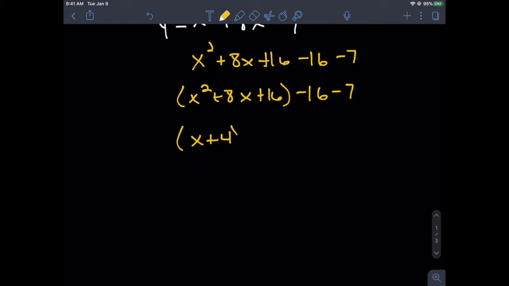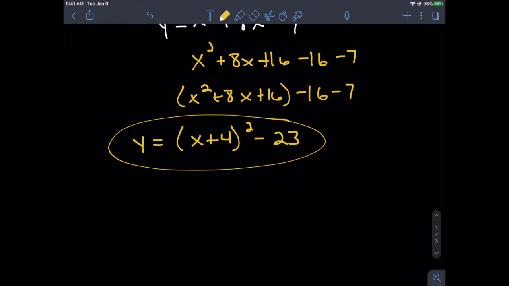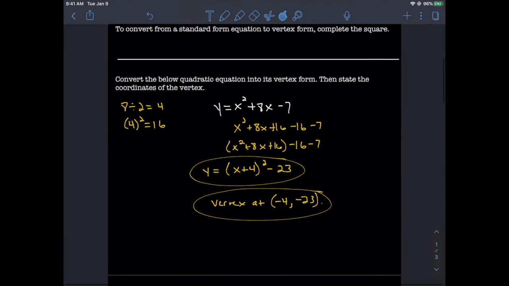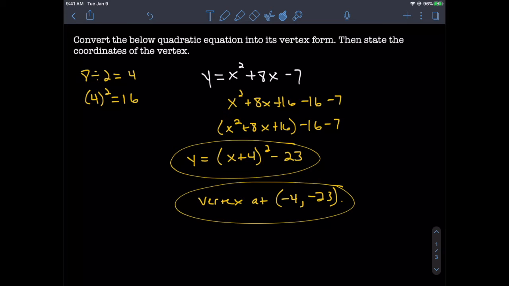Our perfect square trinomial will factor down into x plus 4 squared, and negative 16 and negative 7 together makes negative 23. This, my friends, is our final equation, y equals x plus 4 squared minus 23. To find the coordinates of our vertex, we are going to look at the two numbers left in the equation. The x value is the opposite to the number inside the parentheses with x, so we have negative 4, and then the y value of the vertex is the number outside of the parentheses, exactly as it is, negative 23. So our final and complete answer is y equals x plus 4 squared minus 23, with a vertex at negative 4, negative 23.